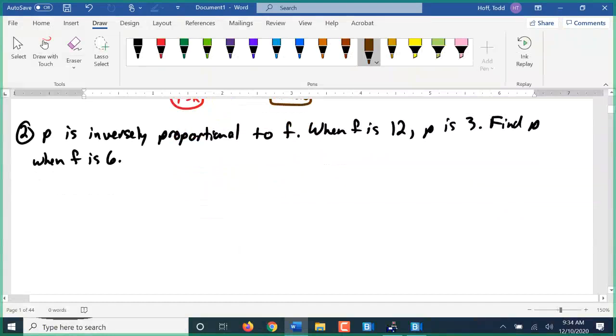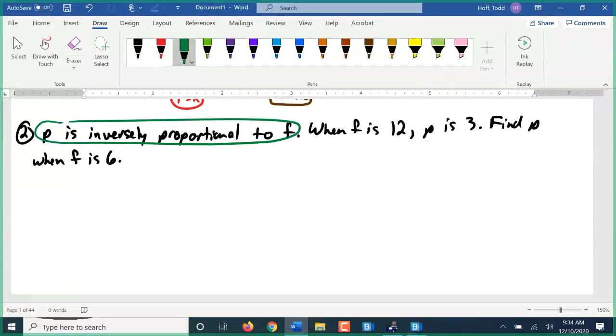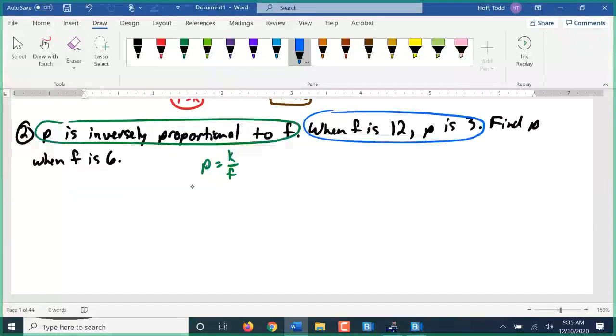Number 2, P is inversely proportional to F. So P is inversely related or varies inversely with F. So P is equal to K divided by F. When F is 12, P is 3. So we put 3 in for P, 12 in for F, and then we solve for K.